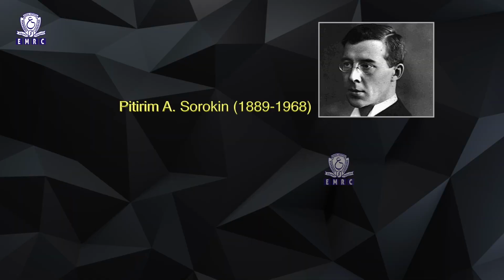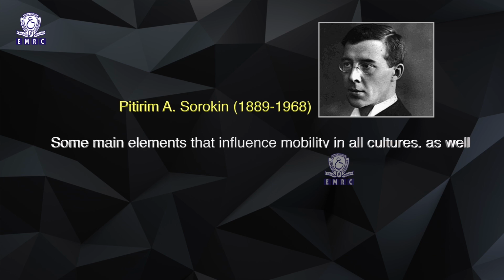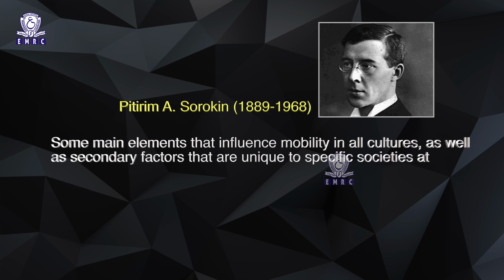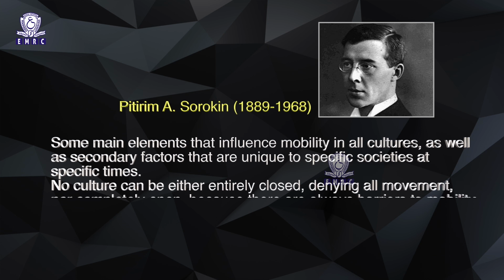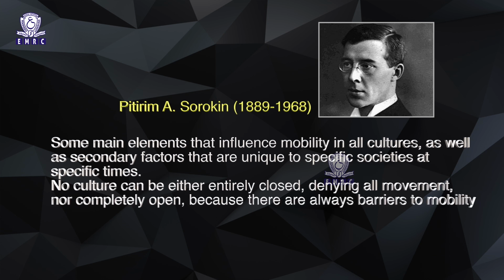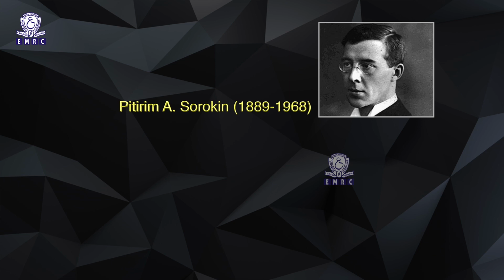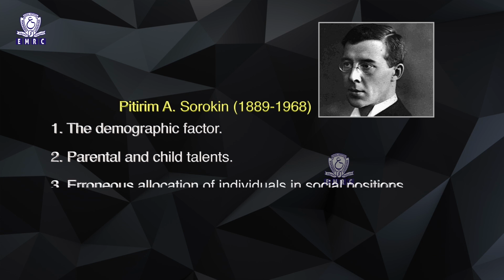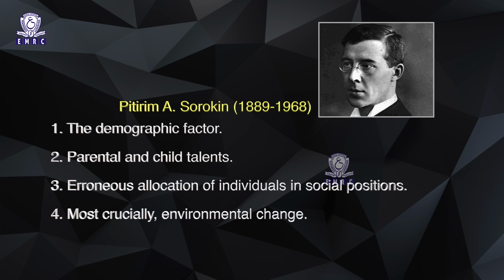Sorokin, a Russian sociologist, was a pioneer in the study of social mobility, and according to him, there are some main elements that influence mobility in all cultures as well as secondary factors that are unique to specific societies at specific times. That is, he contends that no culture can be either entirely closed, denying all movement, nor completely open, because there are always barriers to mobility. He identified four key factors: the demographic factor, parental and child talents, erroneous allocation of individuals in social positions, and most crucially, environmental change.